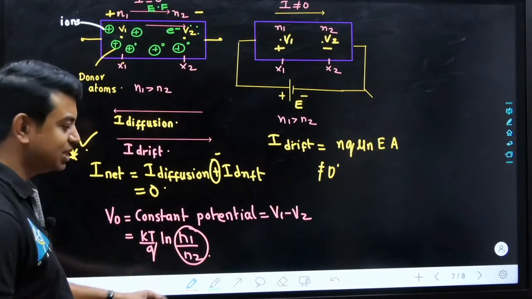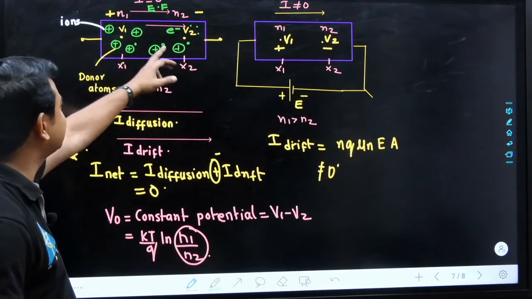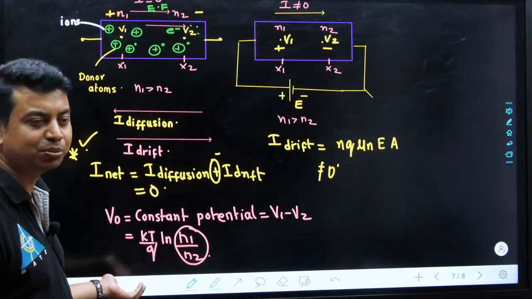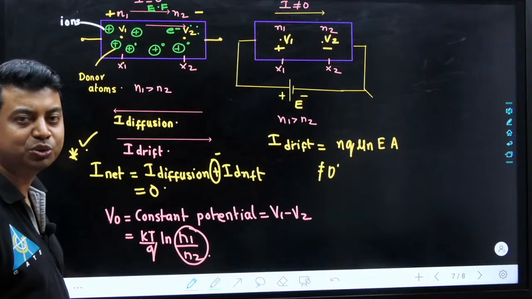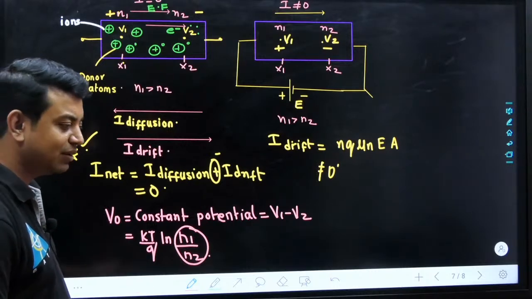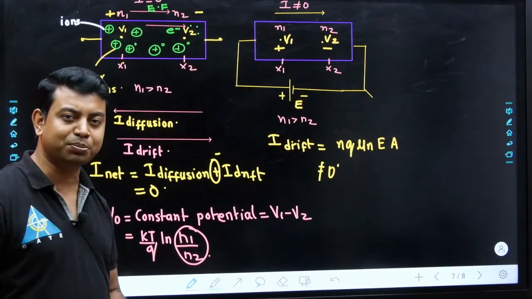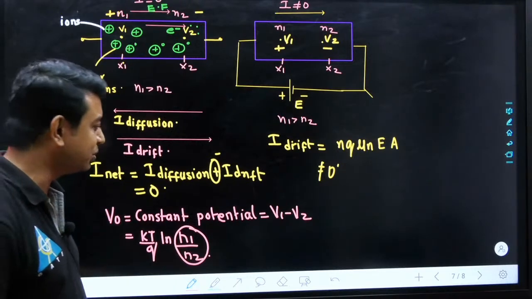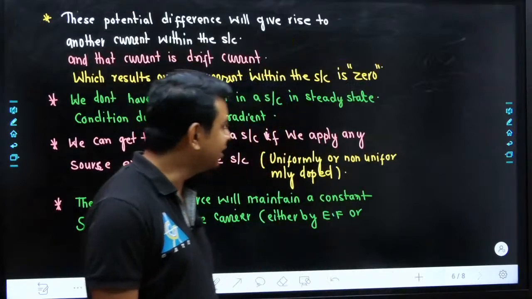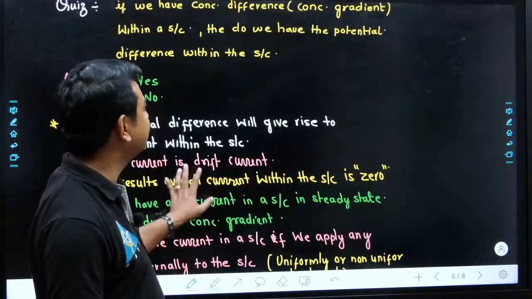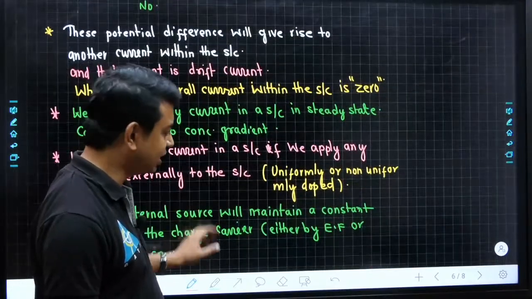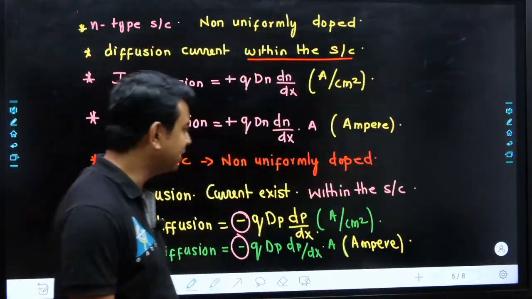So, if N1 is equal to N2, that means the concentration between these 2 points is equal, the potential difference will become 0, because ln of 1 is equal to 0. So, whenever we have a concentration difference, we have a potential difference, but all these things are taking place within the semiconductor. That is why I have written within the semiconductor.